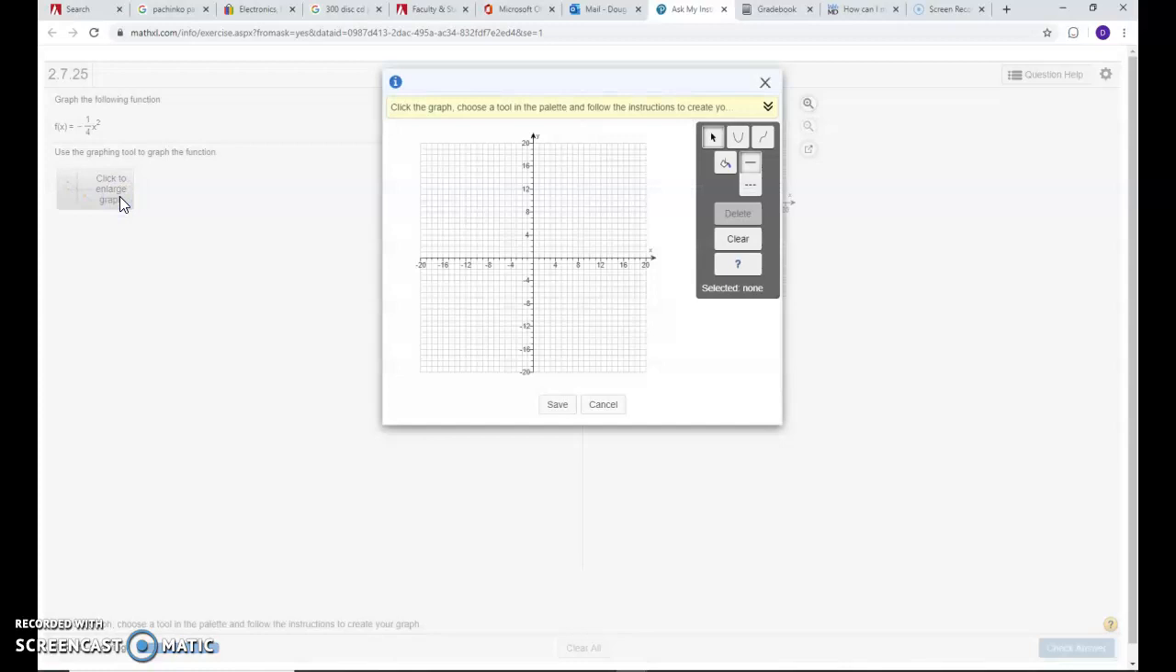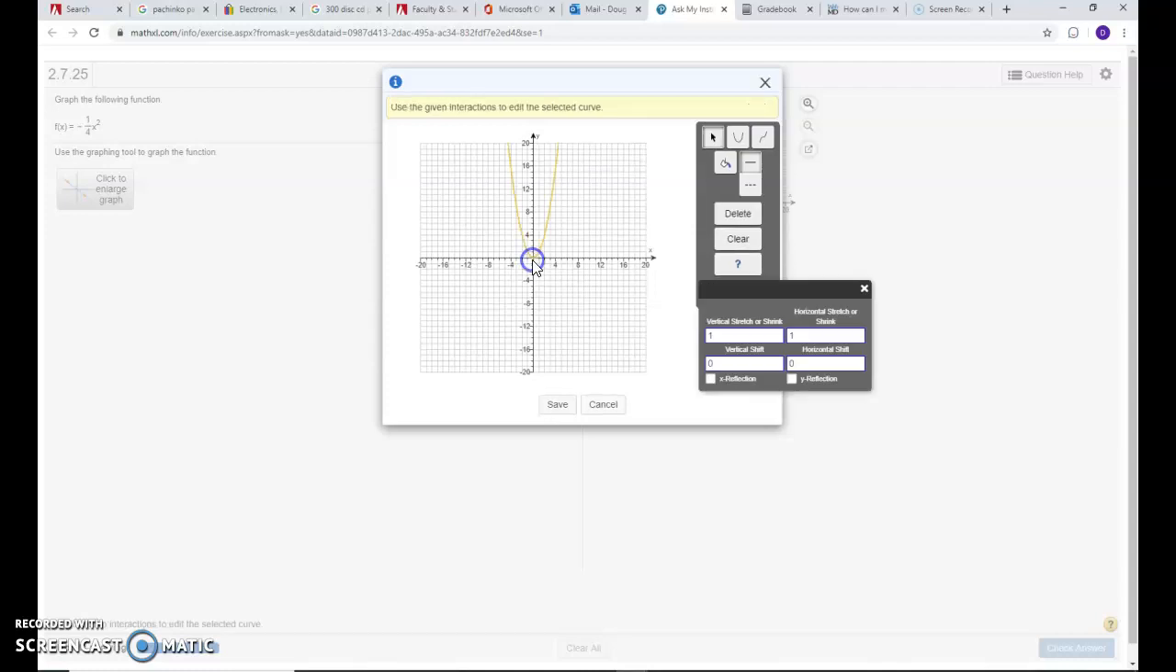I click the Click to Enlarge button. We know it needs to be a U, so we're going to get our squared tool. Where are we going to start at? Well, it's not moving up or down, nor left or right, so we're going to start at 0, 0. So we go 0, 0.